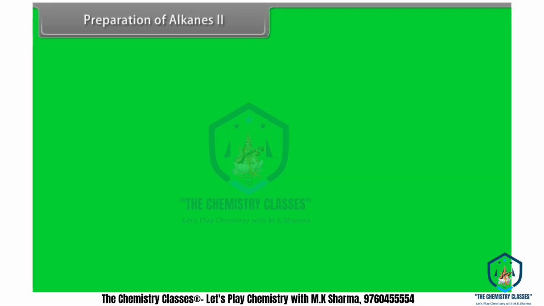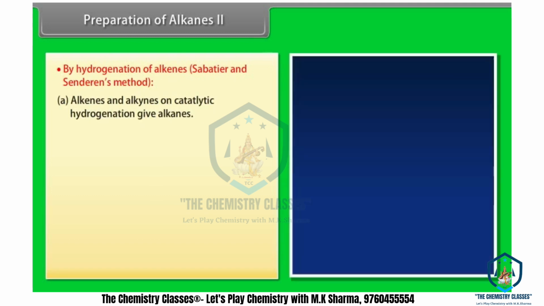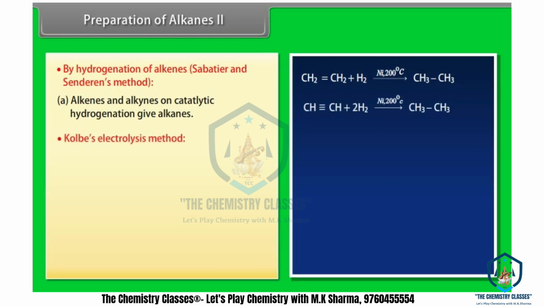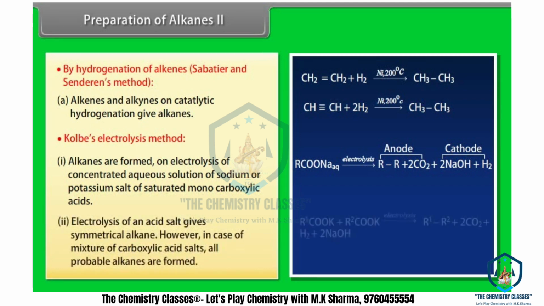Preparation of alkanes, part 2. By hydrogenation of alkenes and alkynes: Sabatier and Senderens' method. Alkenes and alkynes on catalytic hydrogenation give alkanes. Kolbe's electrolysis method: alkanes are formed on electrolysis of a concentrated aqueous solution of sodium or potassium salt of saturated monocarboxylic acids. Electrolysis of an acid salt gives a symmetrical alkane. However, in the case of a mixture of carboxylic acid salts, all probable alkanes are formed.